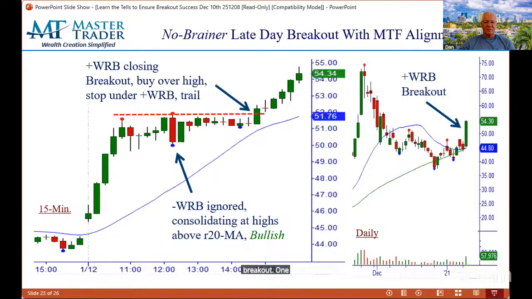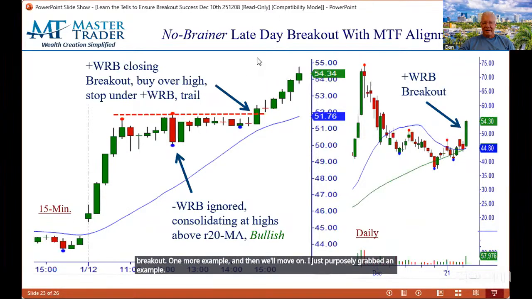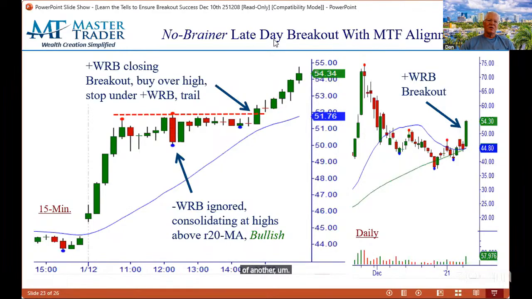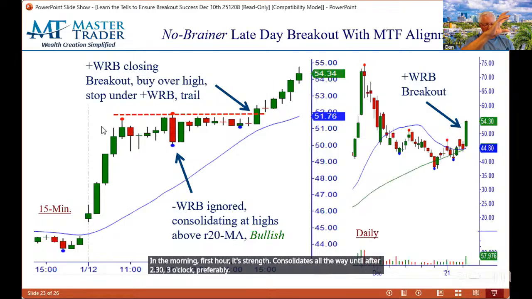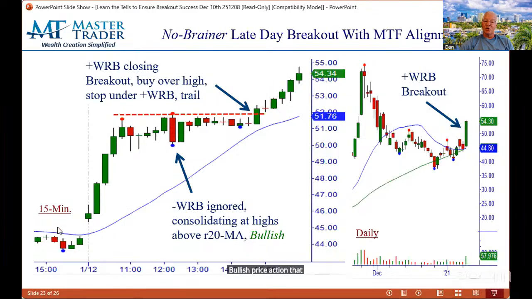One more example, and then we'll move on. I just purposely grabbed an example of another name that we call late day breakout. We have a specific definition and setup. It's something up on the day in the morning, first hour, its strength, consolidates all the way until after 2:30, 3 o'clock, preferably. Bullish price action that stays in the upper third of the morning strength by the afternoon breakout.